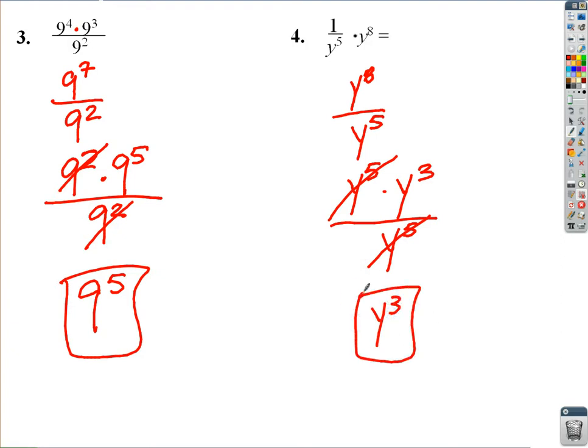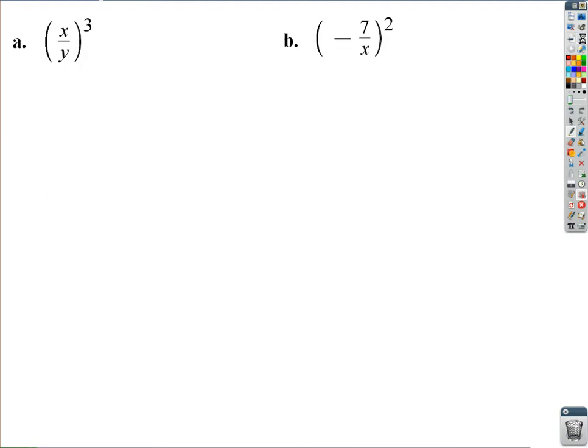Okay, again, I'm hoping you start seeing the pattern here, right? y to the 8th over y to the 5th, I end up with y cubed. Okay, so let's try it.